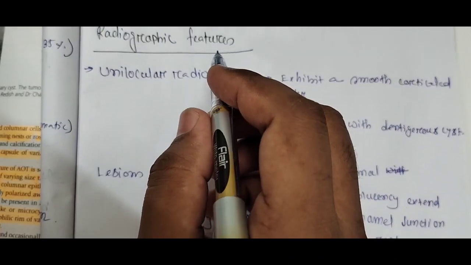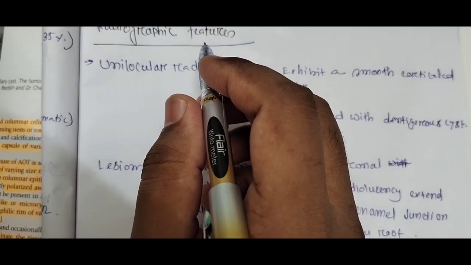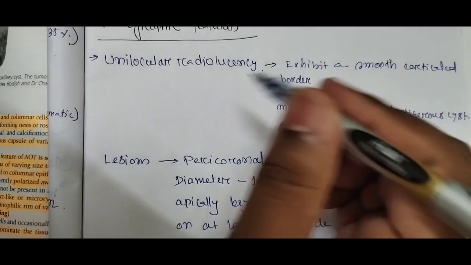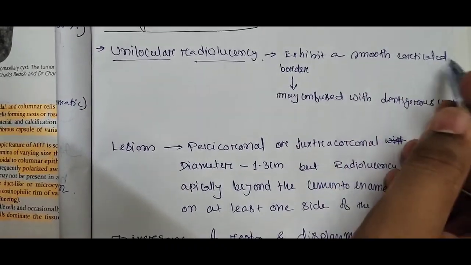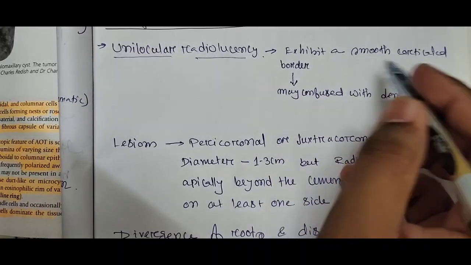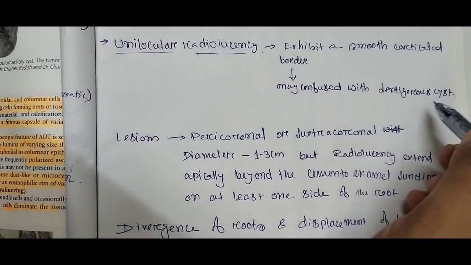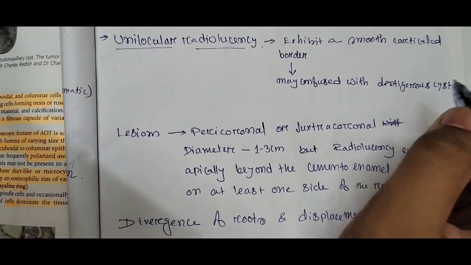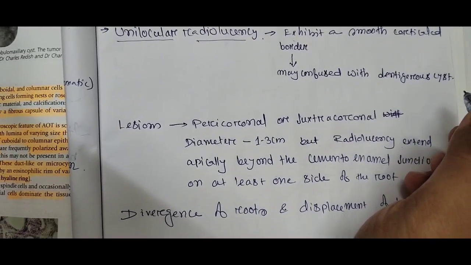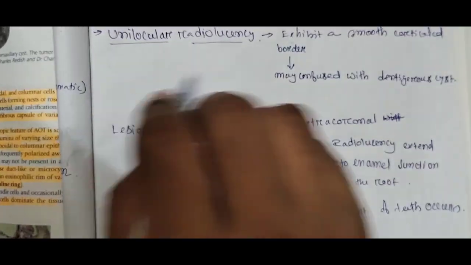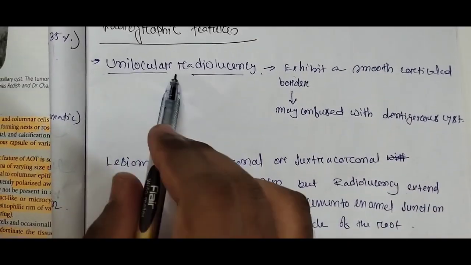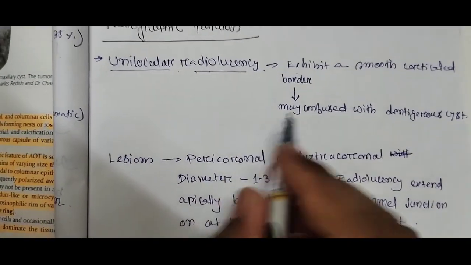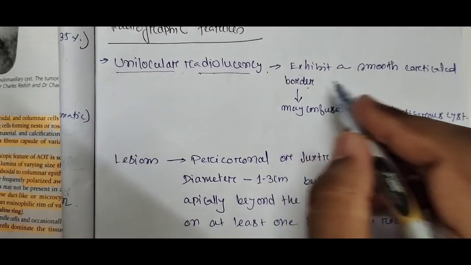Radiographic features of the adenomatoid odontogenic tumor: it is a unilocular radiolucency. This unilocular radiolucency exhibits a smooth corticated border, and this is similar to the dentigerous cyst. That means we may confuse it with the dentigerous cyst radiographically. So at first we discuss what we mean by unilocular and smooth corticated border.